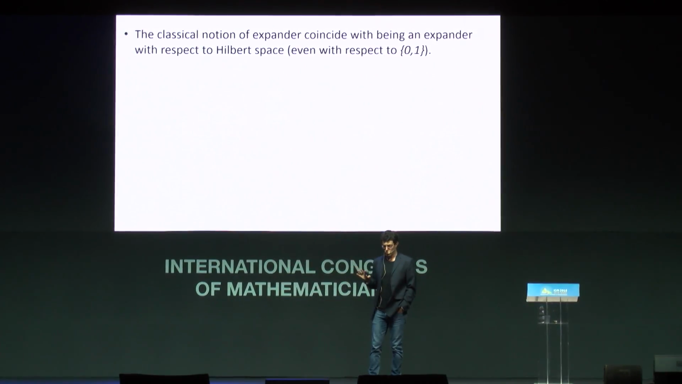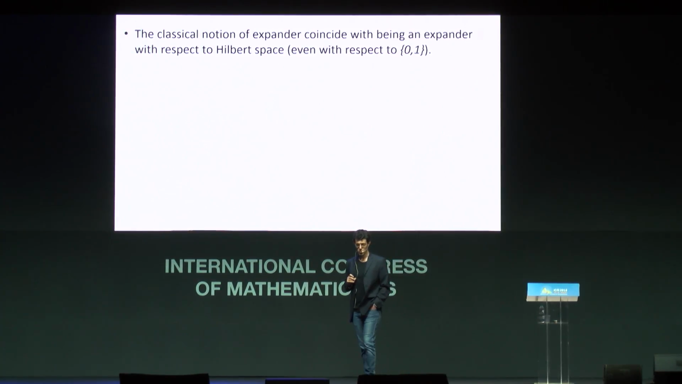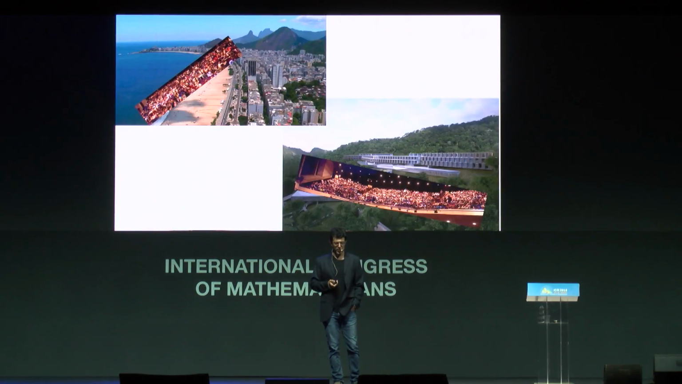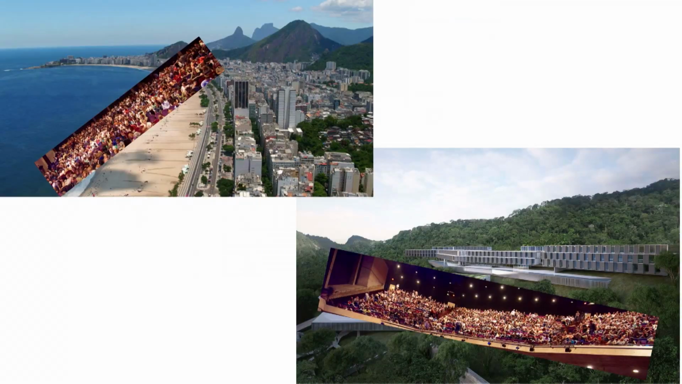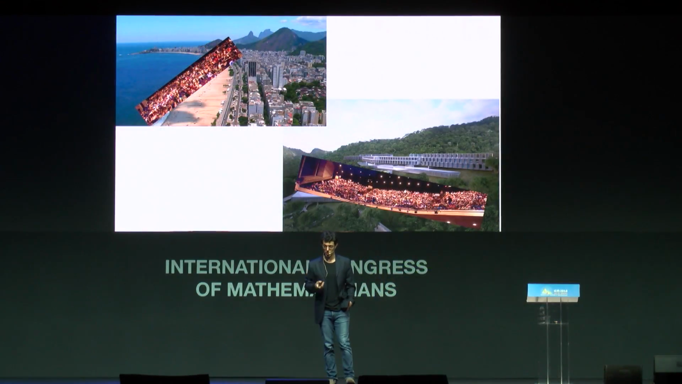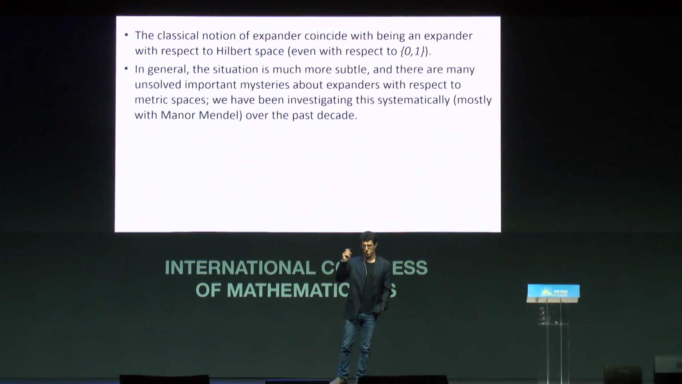Okay. So to recap, the classical notion of expander is the same as being an expander relative to a Hilbert space, or R^3. Even {0,1}. And the fact that you need to be an expander is obvious from the picture that I drew. Because I drew the top part of the audience going to Ipanema and the bottom part going to Copacabana. If there are not sufficiently many edges to detect this separation, I will never get your average distance right. And this has to work for every partition. So this is completely obvious that you need to be an expander for this to work. But the if and only if is about Euclidean geometry.